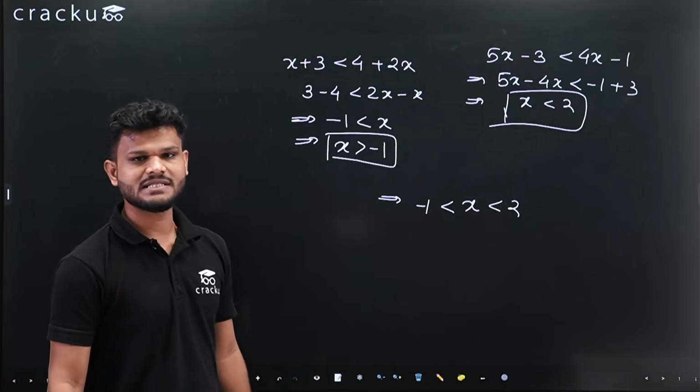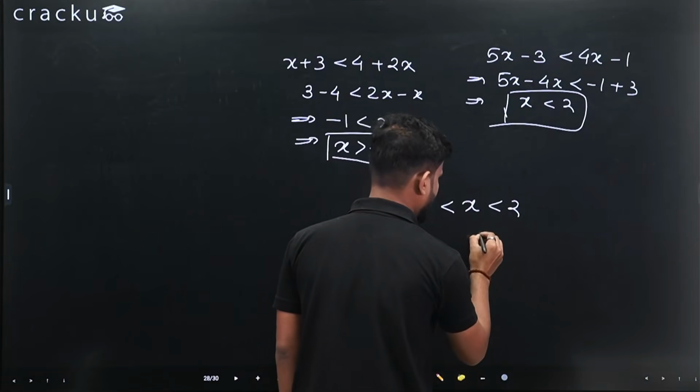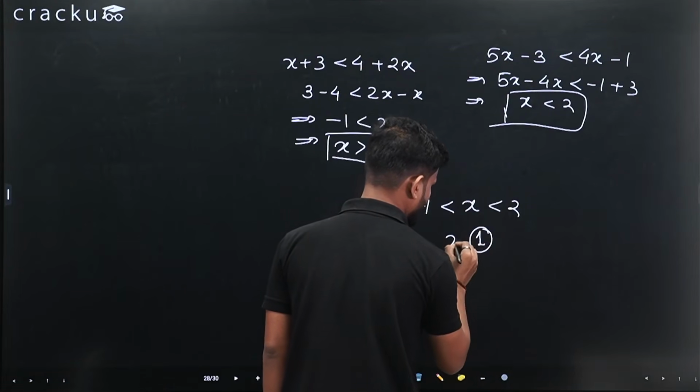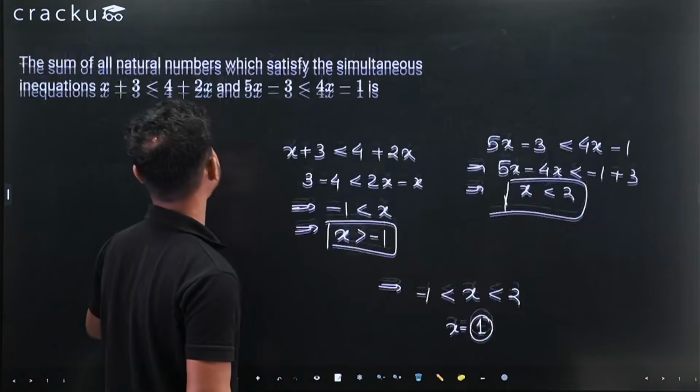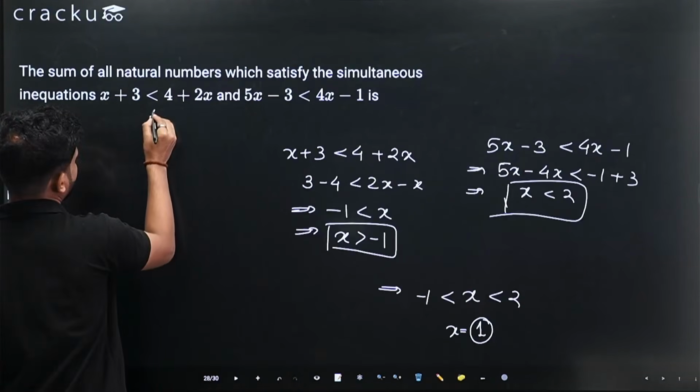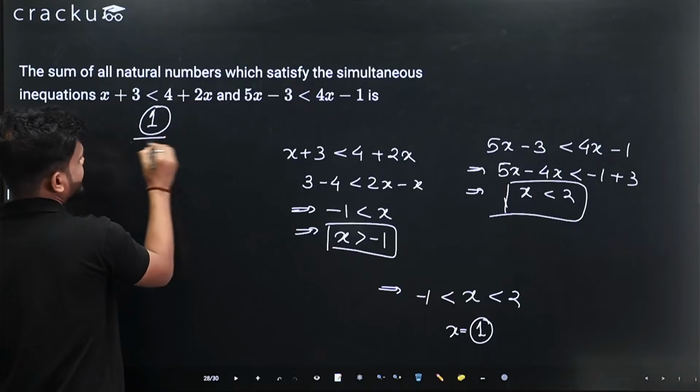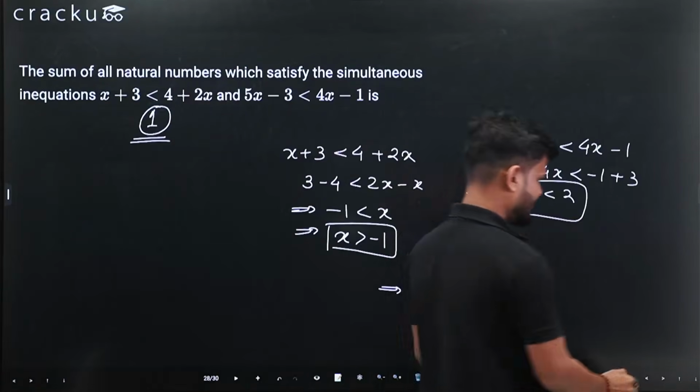How many natural numbers are there? There is only one natural number, which is x equal to 1 in this interval. x is equal to 0 is not a natural number. So what is the sum of all natural numbers? It is nothing but 1. So 1 is the correct answer here.